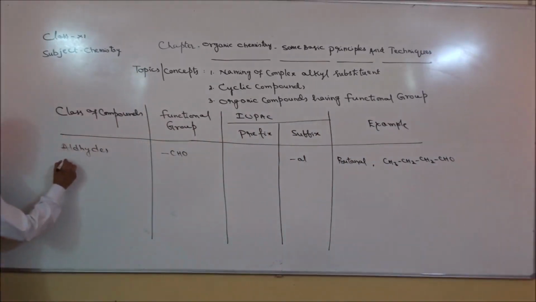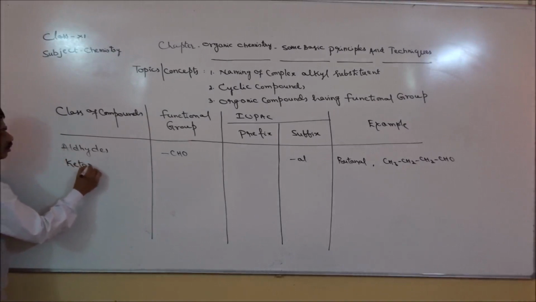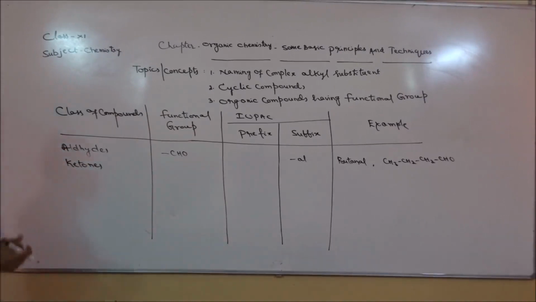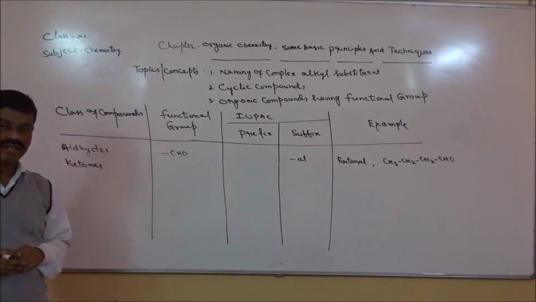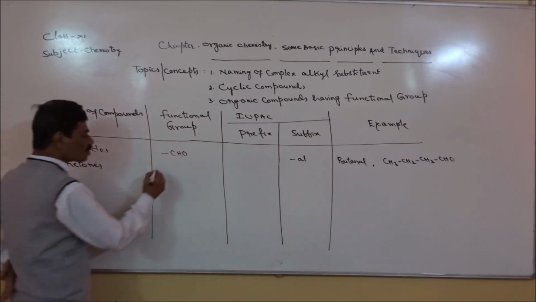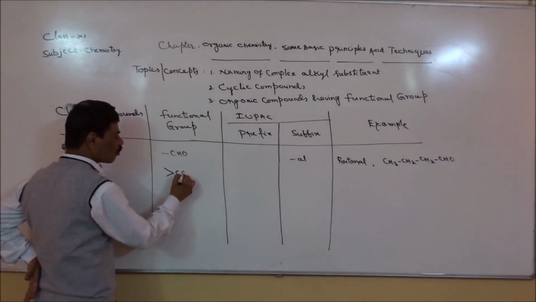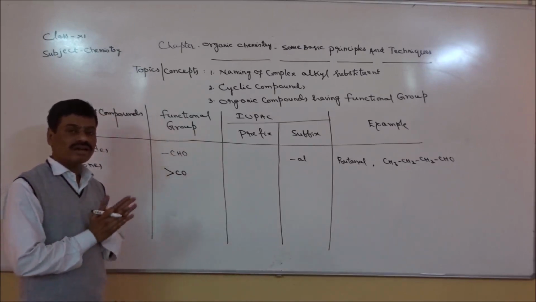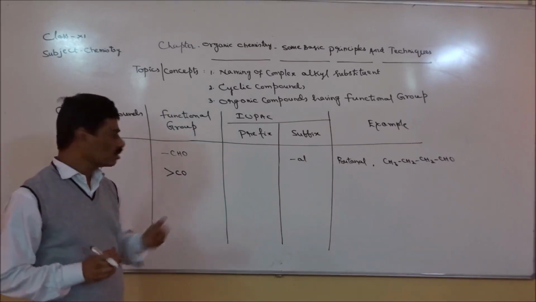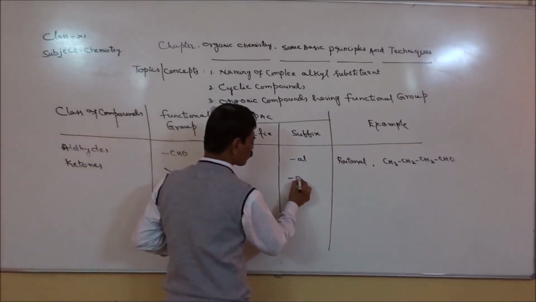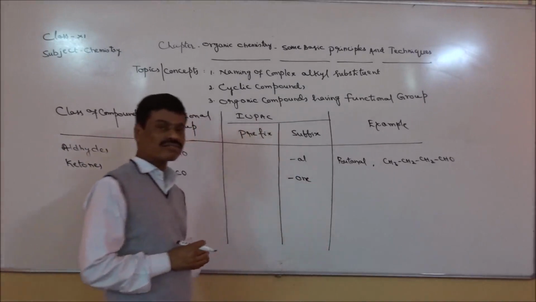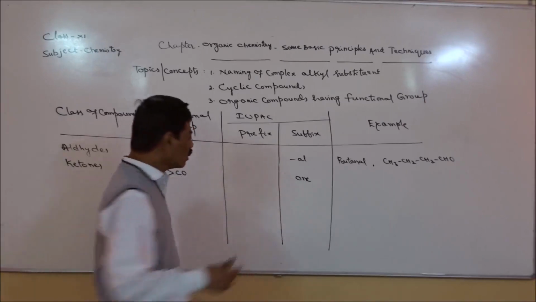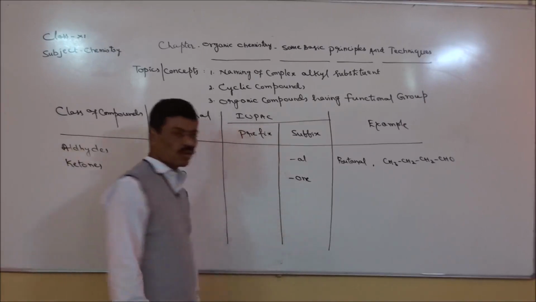Now, ketones. This is the second type of compound of the carbonyl compounds family. And the functional group of this is double bond CO. In the case of ketones, the name ends with one, ketone. So that one is the suffix. We should not read it as 1. If I remove this bond, it is 1. Right? If we put a single covalent bond, it becomes one.